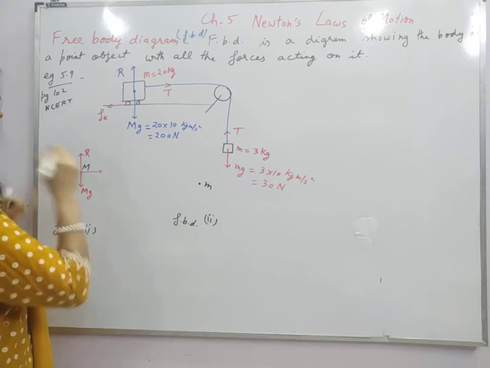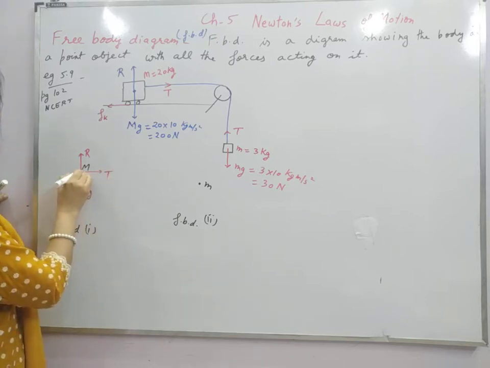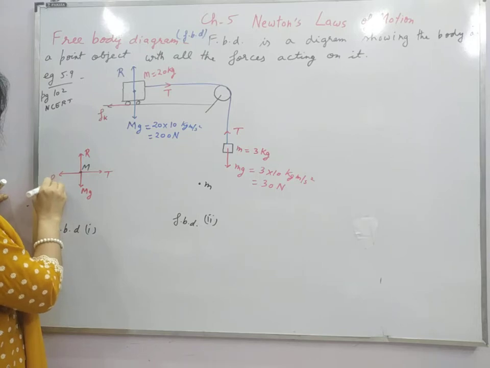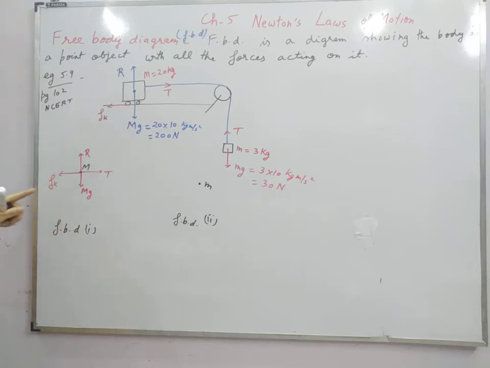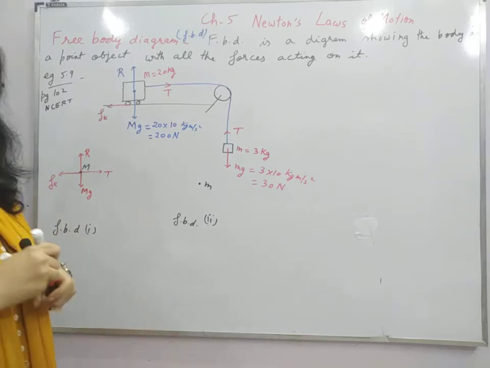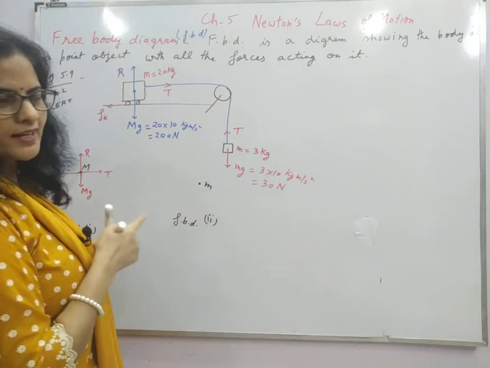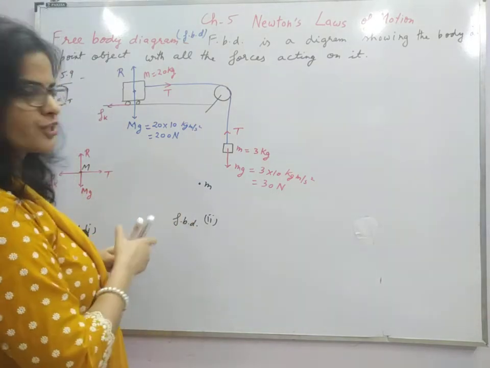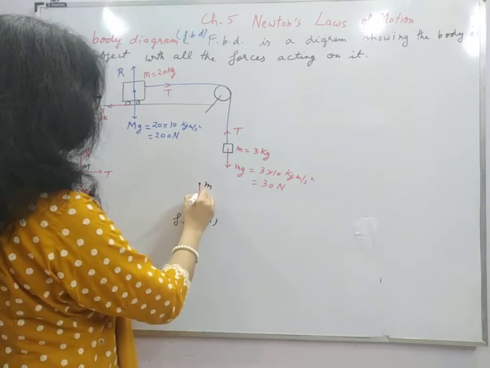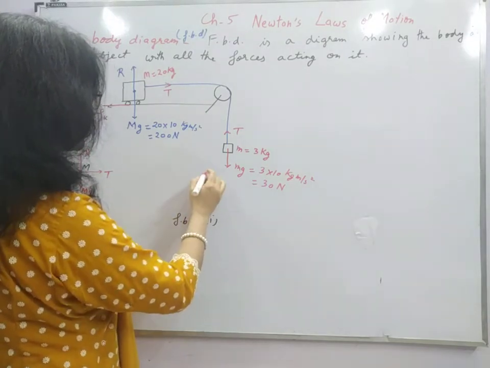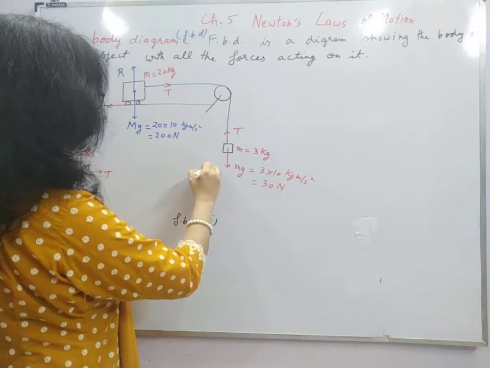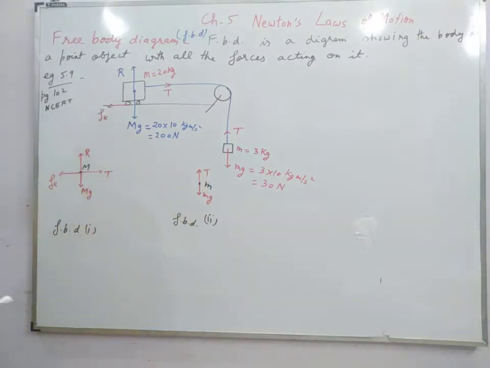So this force is tension, and this force is kinetic friction, which is acting in the opposite direction. Now let's check this mass. How many forces are acting here? The first force is the weight, that is small m into g, and this is the tension, right?